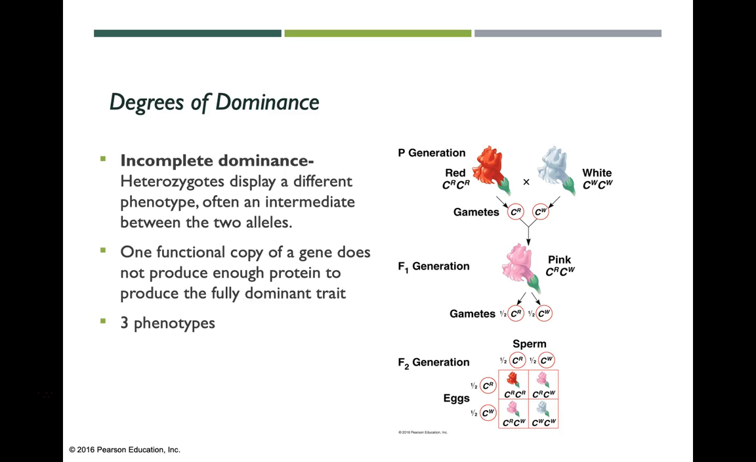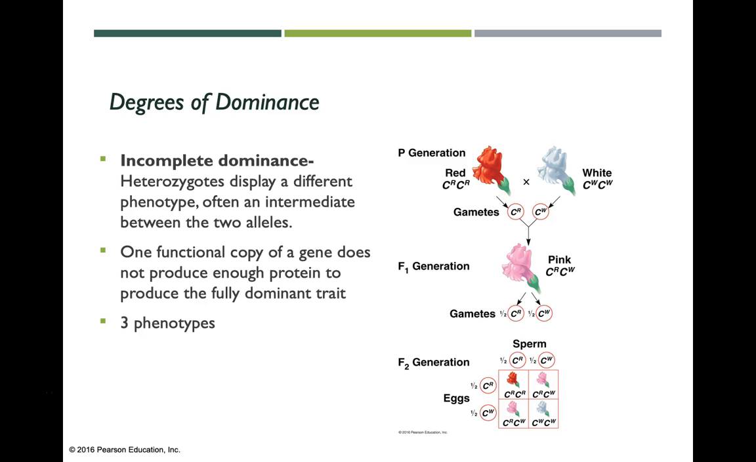With incomplete and codominance, though, the heterozygotes have a different phenotype from either of their parents. In incomplete dominance, neither allele is fully dominant over the other. And so we get this sort of blending inheritance like we saw in the first video with Mendel and the difference between blending and particulate inheritance.